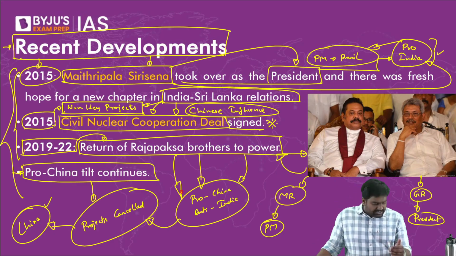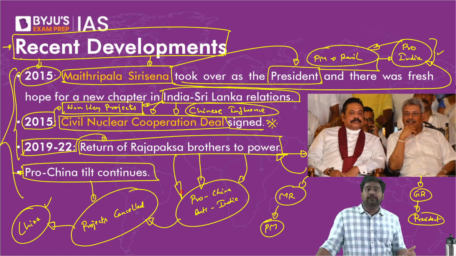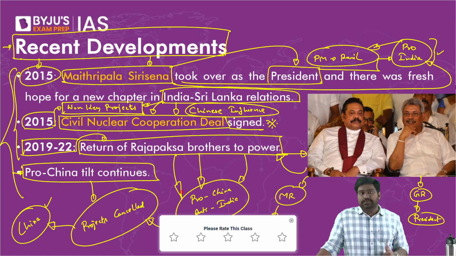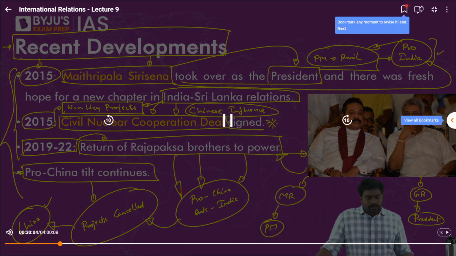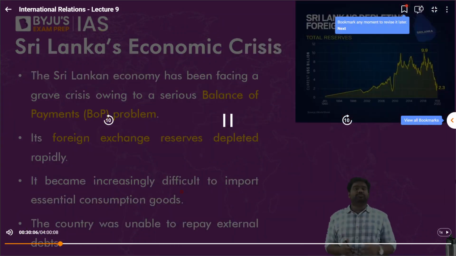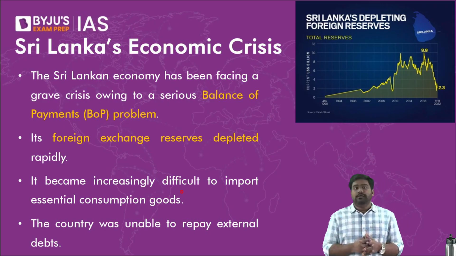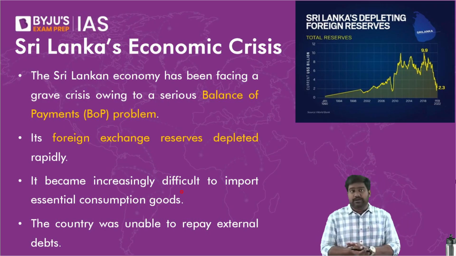So many key projects that we had won had been taken away again and awarded to Chinese companies under the Rajapaksa brothers. All right, so this is how our relations have fluctuated with Sri Lanka. It has not been a smooth ride. There have been many hurdles and challenges and a lot of tensions as well.